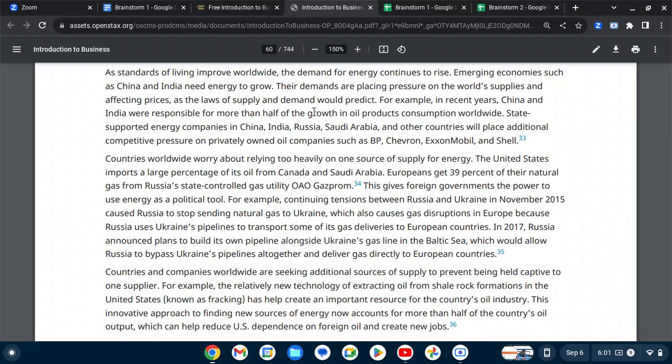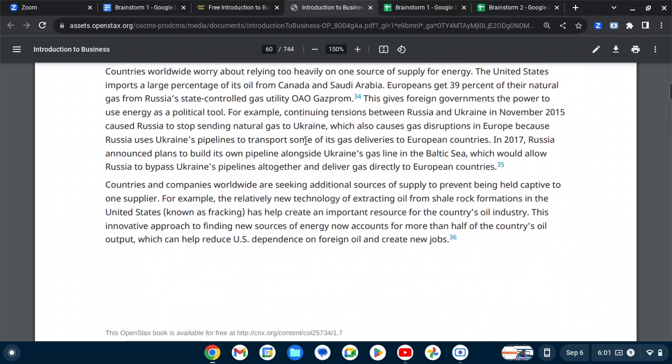State-supported energy companies in China, India, Russia, Saudi Arabia, and other countries will place additional competitive pressure on privately owned oil companies such as BP, Chevron, ExxonMobil, and Shell. Countries worldwide worry about relying too heavily on one source of supply for energy. The United States imports a large percentage of its oil from Canada and Saudi Arabia. Europeans get 39% of their natural gas from Russia's state-controlled gas utility OAO Gazprom. This gives foreign governments the power to use energy as a political tool.